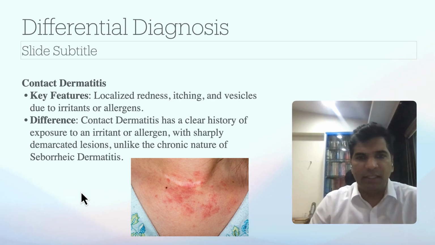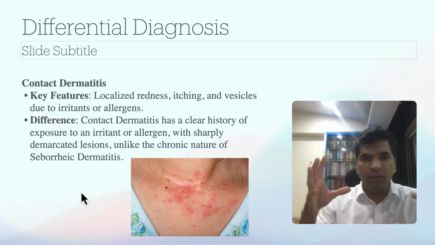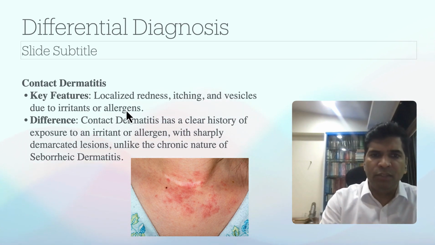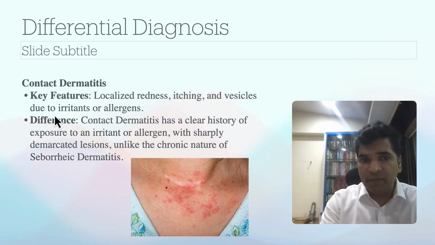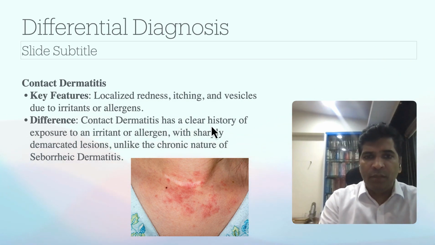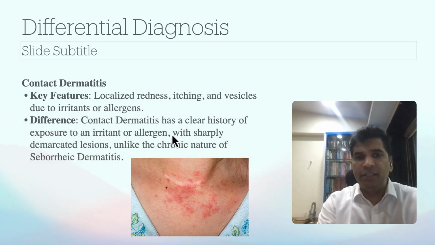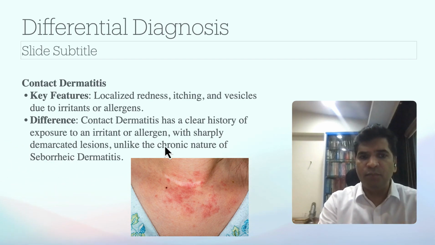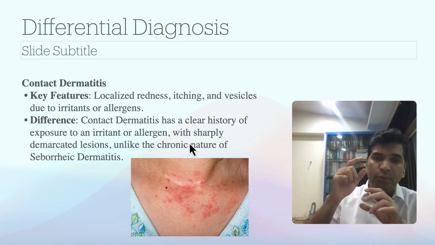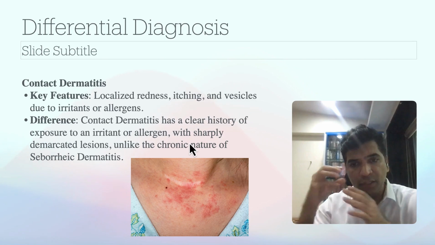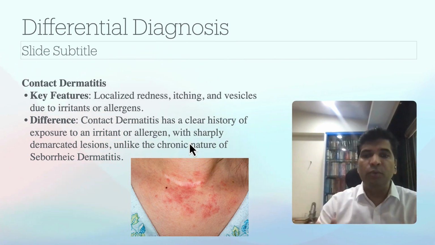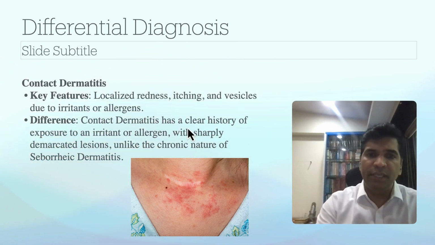Then you have contact dermatitis. It also very often overlaps with atopic dermatitis, which I already explained to you, so you can go fast here. There is localized redness, itching, and vesicles formed due to continuous exposure to irritants. So there is a clear history of exposure to an irritant or allergen with sharply demarcated lesions. It's only at the area where it has been exposed to that specific metal. Something is coming in contact continuously, which leads to your dermatitis, and no other area gets exposed. That is your contact dermatitis.